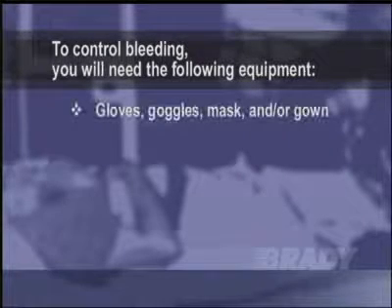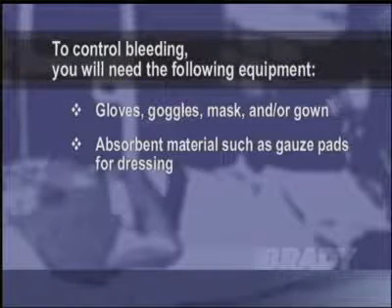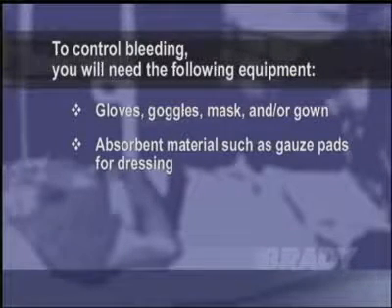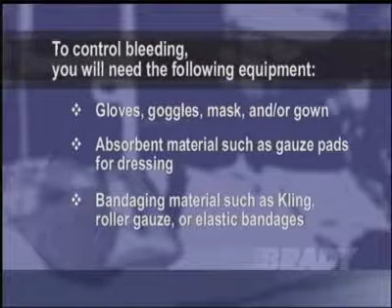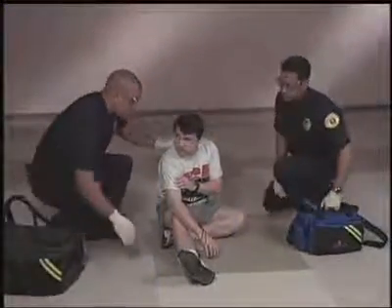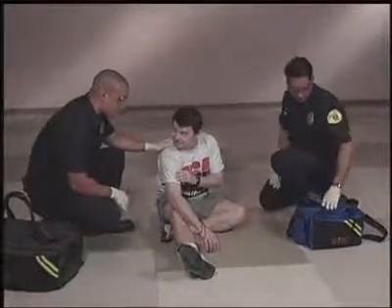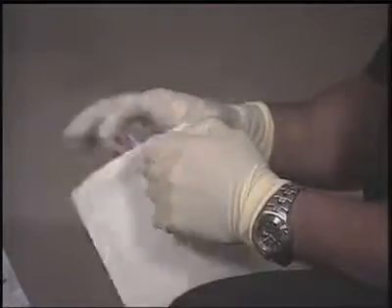To control bleeding, you will need the following equipment: gloves, goggles, mask and/or gown, absorbent material such as gauze pads for dressing, bandaging material such as cling, roller gauze or elastic bandages, and a pressure dressing. Take BSI precautions. This is important because there may be direct contact with possible blood-borne pathogens.